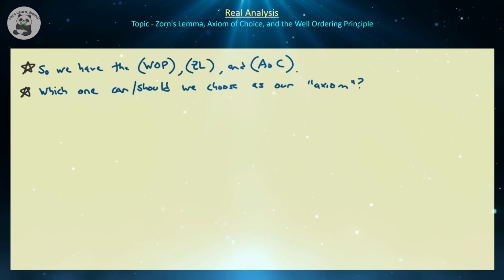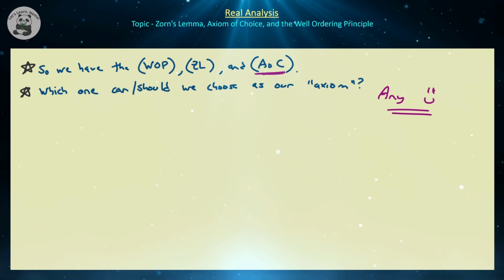So up to this point, we have the well-ordering principle, Zorn's lemma, and the axiom of choice. So our guiding question for this discussion was, which one can, or which one should, we choose as our unifying and foundational axiom? Well, one person may be like, well, axiom of choice has the word axiom in it, so maybe we should choose axiom of choice as our baseline axiom and show that axiom of choice implies the well-ordering principle and Zorn's lemma, and in some sense that would be perfectly fine. But the actual question is, which one can we choose as our axiom? The correct answer is any. And that's pretty nice, right?